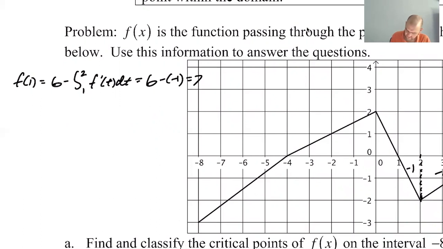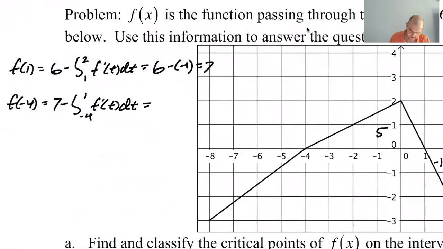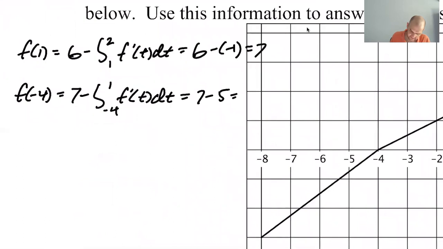And then what else do I need? F of -4. So f of -4, I'm going to jump, I'm going to do 7 and then go from there. So it's 7 minus the integral from -4 to 1 of f prime of t dt, right? Because 7 is the value at 1. So now the integral goes from 1 to x, but I flip it and change the sign again. So I need to know that area. So what is this? This is 5 by 2 is 10, but it's a triangle. So half of that, so total is 5. So this will be 7 minus 5, which is 2.